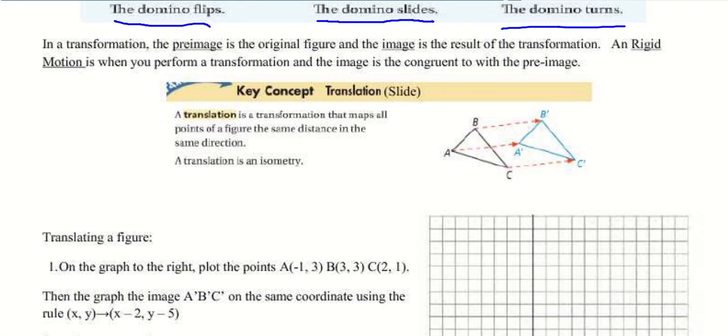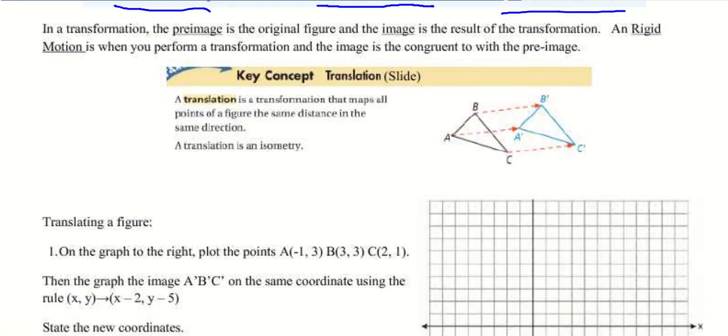So the original domino you started with before you moved it is referred to as the pre-image. The pre-image is the original figure before you do anything. That's the OG figure here. The other vocabulary we use is the image. Just like when you look in a mirror and you see your image, that's your reflection of where you, the original person, are. So the image is the figure you get as a result of the transformation.